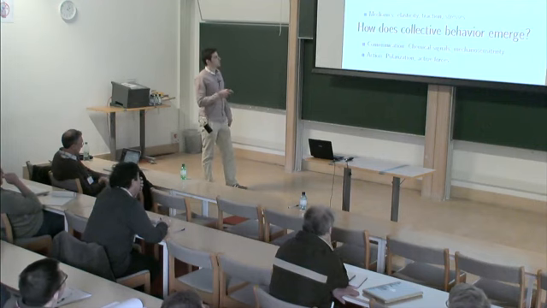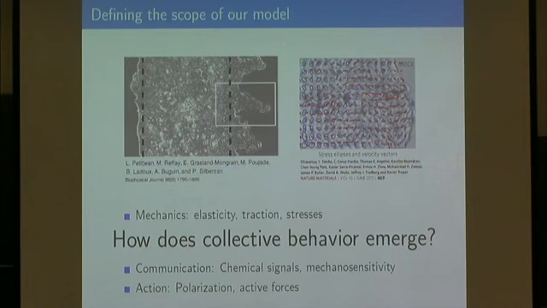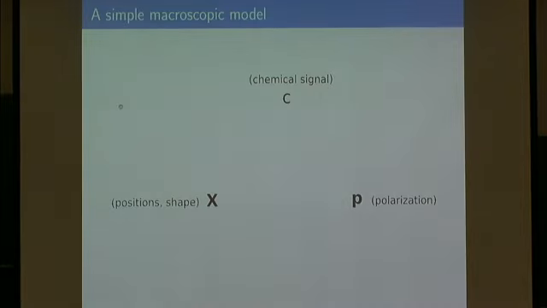So the simplest continuum model, which has all these features here, would contain three quantities of interest. We would have here a two-dimensional vector field X, which gives us the position of each point within the tissue. This is basically the information about the shape of the tissue. Then we have the concentration of a chemical species, which serves as a chemical signal in the tissue. So we consider here only the simple case where there's only one single chemical signal around.